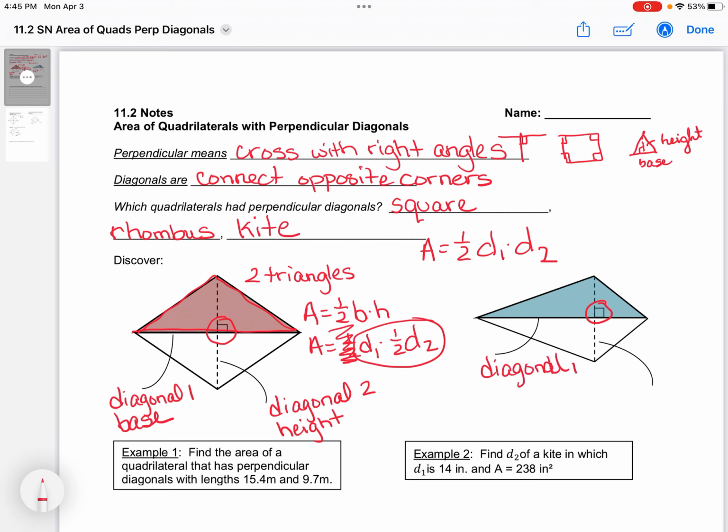All right, so same thing for this one. Here's diagonal 1, which is going to be my base. Diagonal 2, which is going to be half the height, right? So that when I multiply base times height, I'm going to end up dividing it by 2 because I have two triangles, but I'm only using half of the diagonal for the height.